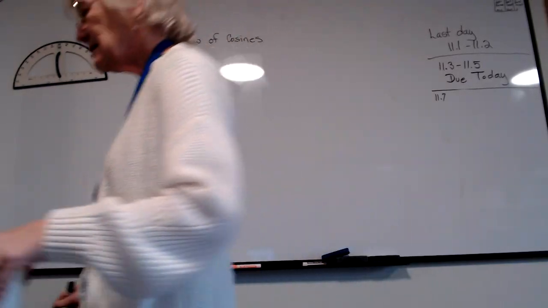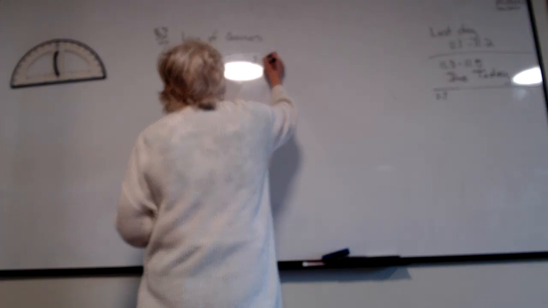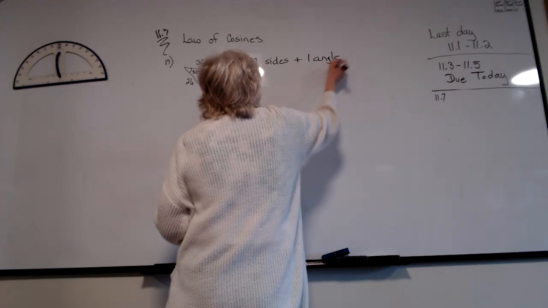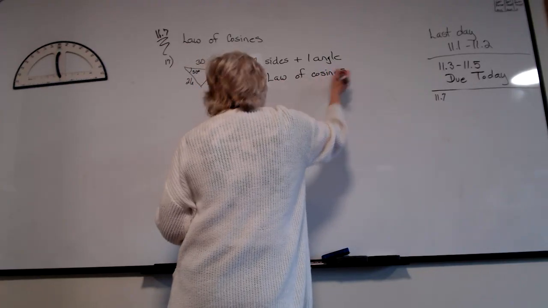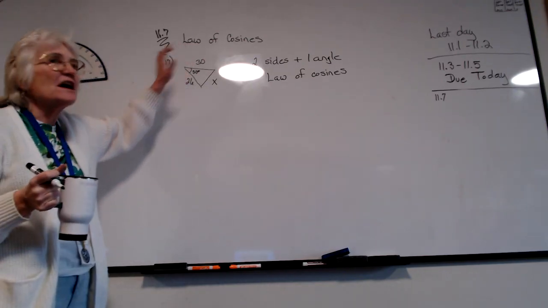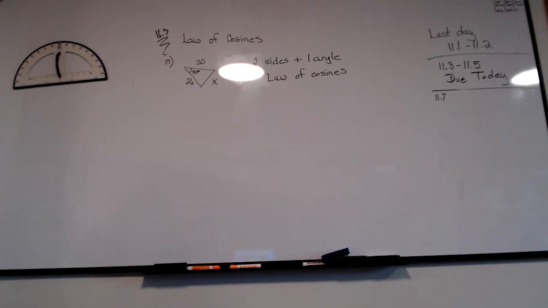Question 17. How many sides do I know here? Two. How many angles do I know? Right. One. That means if I know two sides plus one angle, I can use law of cosines. That is the thing that we have to have before you can use this law. So that's something you have to recognize when you're looking at these problems. If you don't have two sides, you can't use the law of cosines. You have to have at least two sides before you can use that.